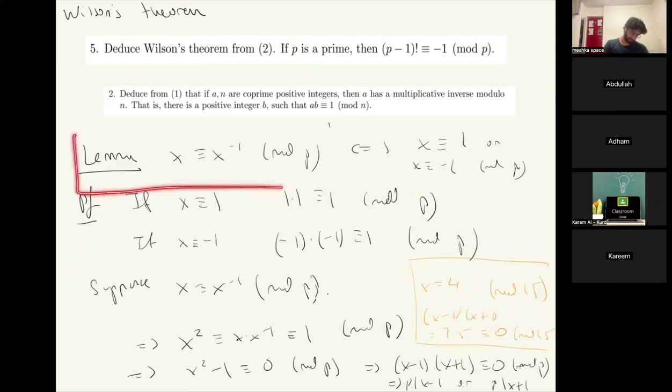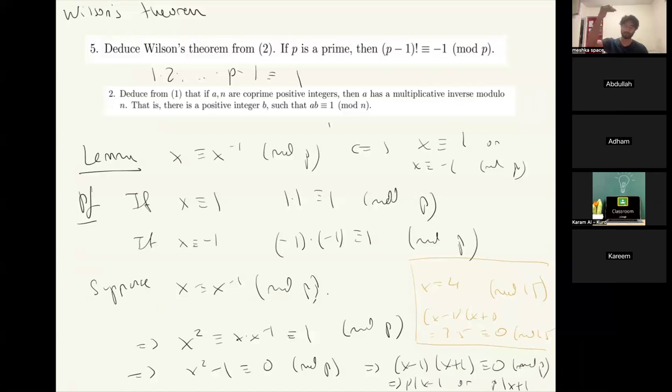Great. So what was the point? We were able to prove that the only numbers mod P that are their own multiplicative inverse are 1 and minus 1. Why does this help us? Because now when we write this product 1, 2, all the way to P minus 1, multiplying all these numbers in S, everything can be paired with its inverse except 1 and minus 1.